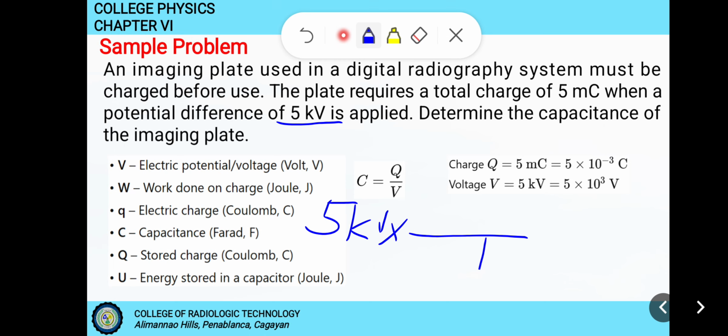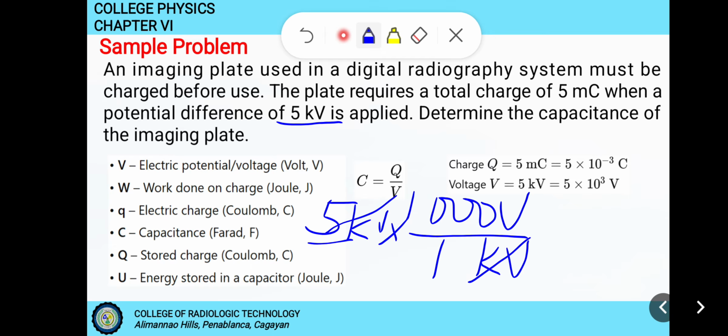What is the value of kilovolt in our conversion? It is 1. How many volts? What is the equivalent of 1 kilovolt in volt? That will give us 1,000. Okay? So, canceling kilovolt, 5 times 1,000 will give us 5,000, or 5 times 10 raised to 3.